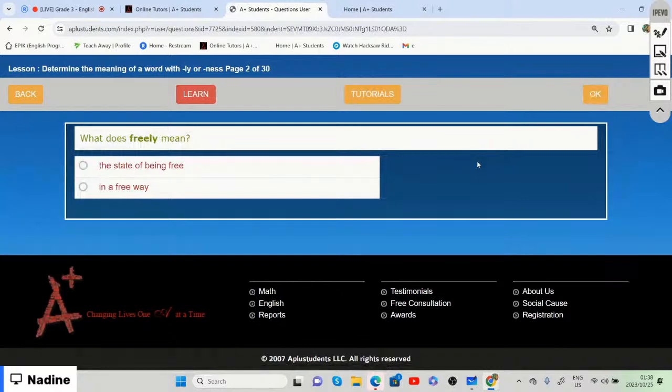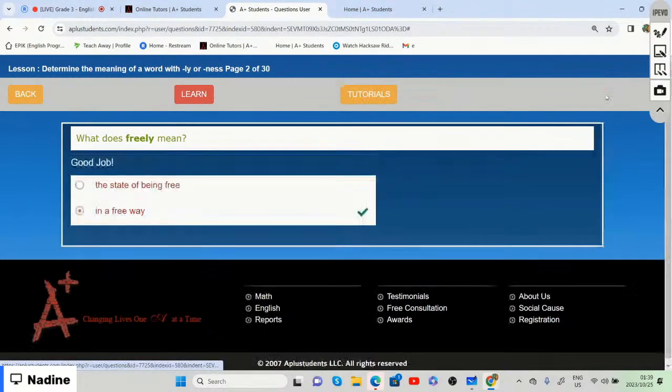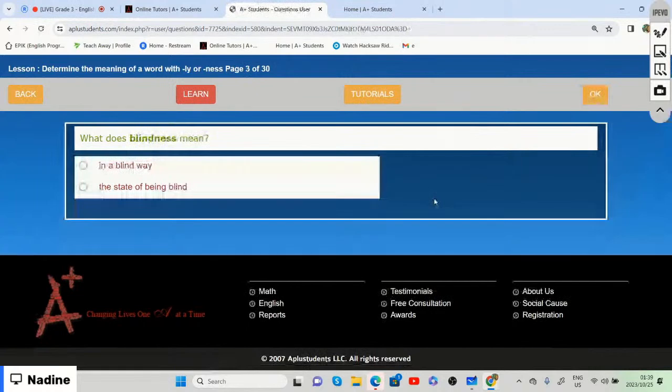What does freely mean? Is it the state of being free or in a free way? If we look at the word freely, then we can say -ly is in a free way. And that is correct because it's in a free way.